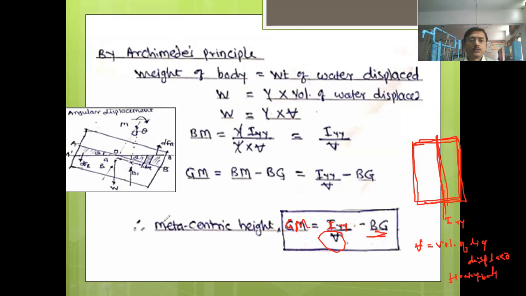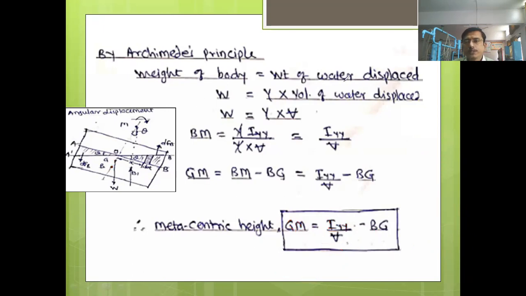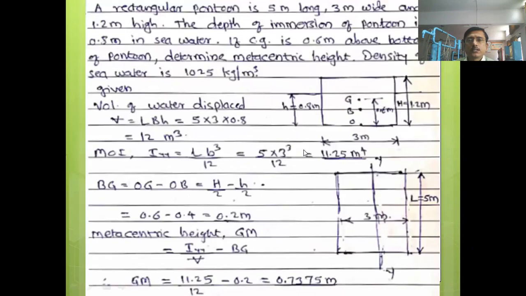And what is this BZ? BZ is nothing but, you can see here in the diagram, the distance between the center of gravity and the center of buoyancy, right? All these things we have seen in the last lecture, and how to find this BZ we have also discussed. We have written the formula here: capital H by 2 minus small h by 2. With this formula we can find the value of BZ, right? So let us solve one problem, and then we will see the experimental method for finding the metacentric height. Let us write down the problem.